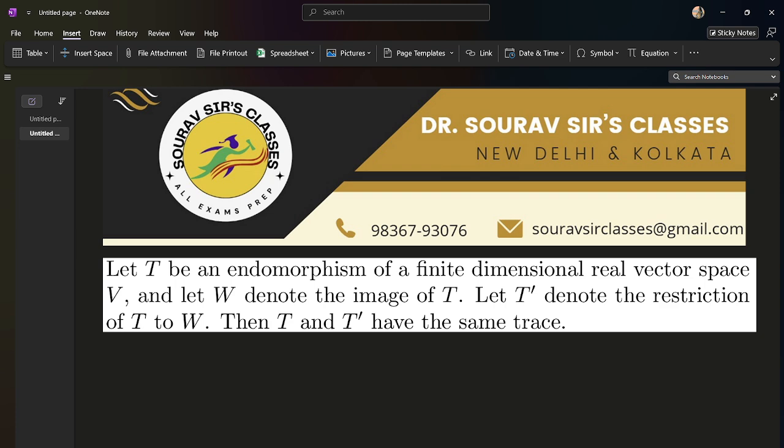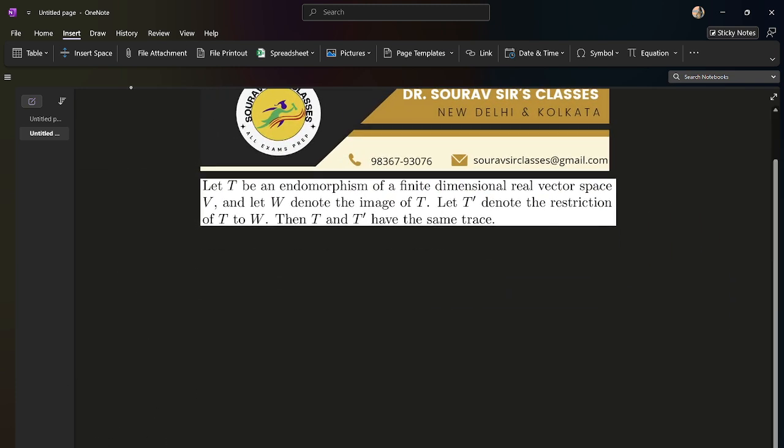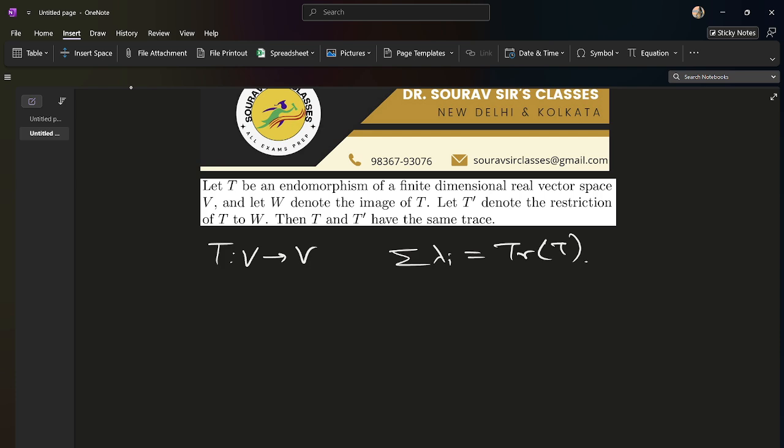This is a true false question, so we have to find the logic if it is true or false. The trace of a linear map T from V to V is the sum of all eigenvalues, which equals the trace of T, when counted with algebraic multiplicity.